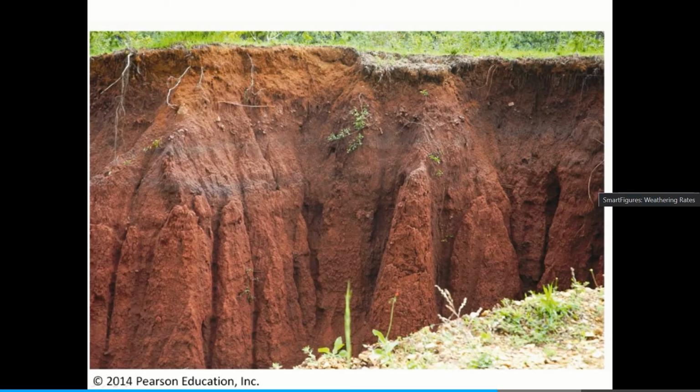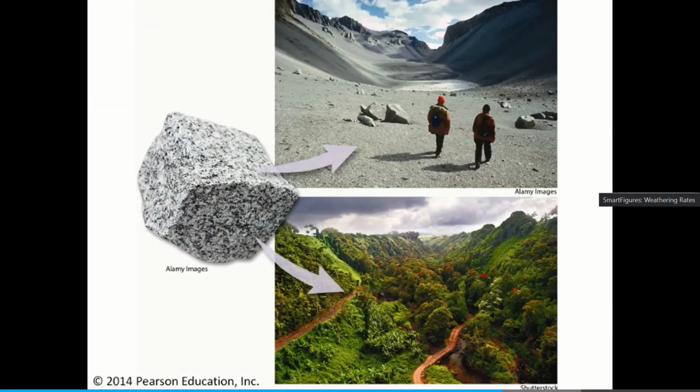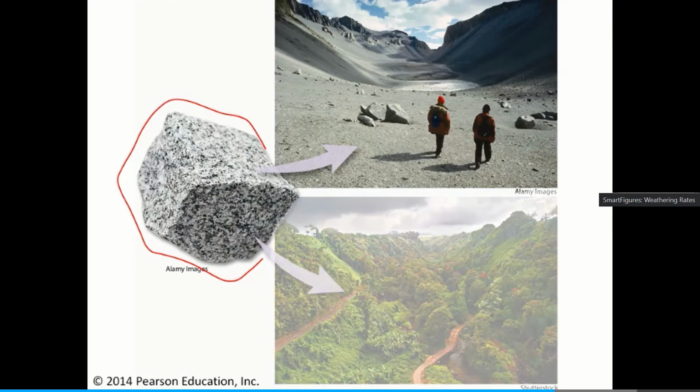So one of the review questions at the end of the chapter basically asks you to imagine a block of granite looking like the one on the left there, and then imagine that granite going into two different scenarios. One is we take that block of granite and we stick it in one of the dry valleys of Antarctica, or we can stick it in a jungle in some place like Costa Rica. So let's first consider the scenario where we put it in this dry valley of Antarctica. What do you think is going to happen to it there?